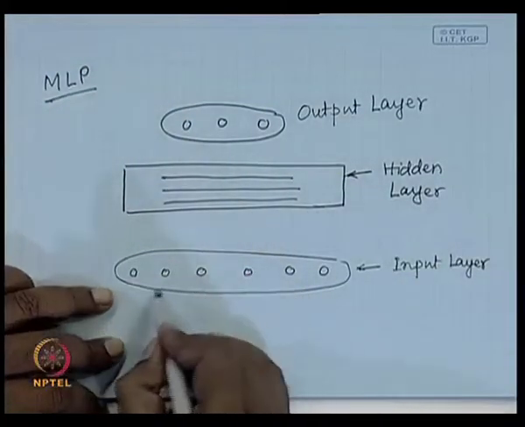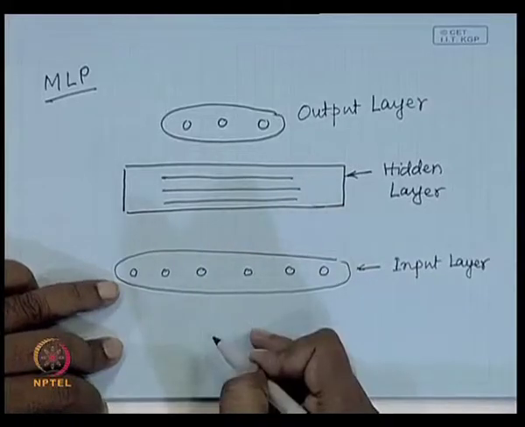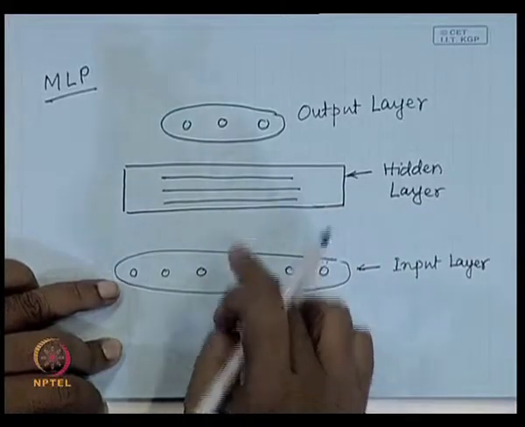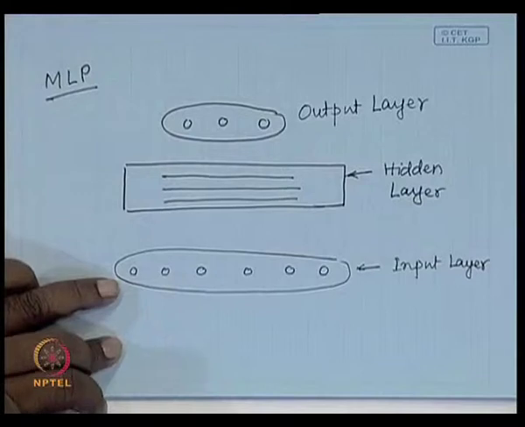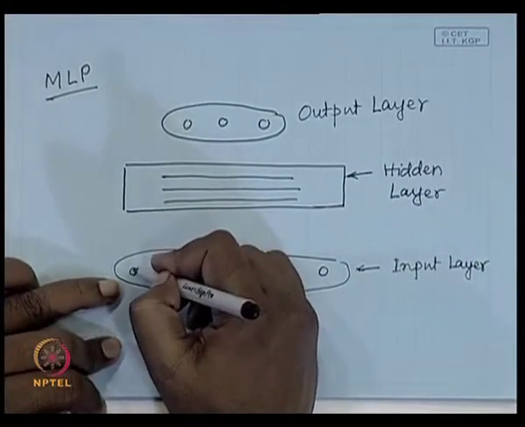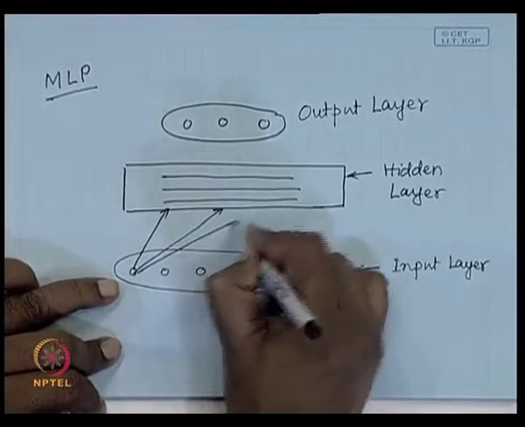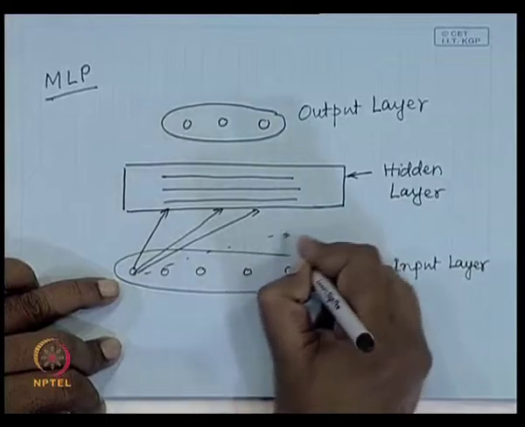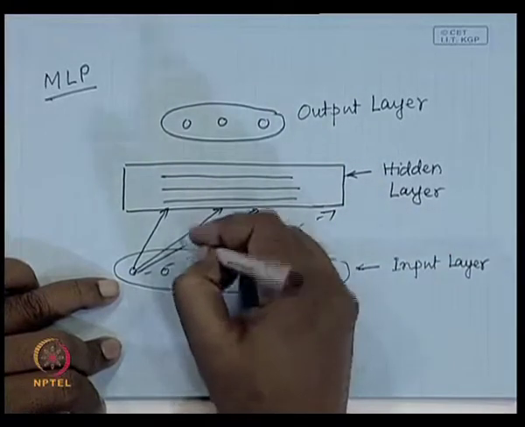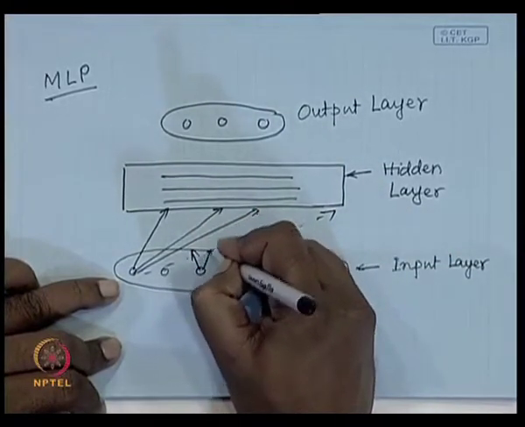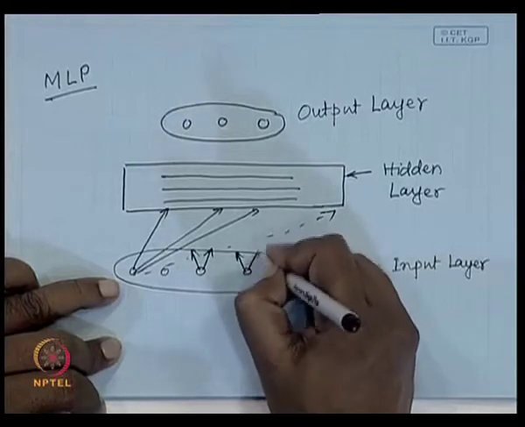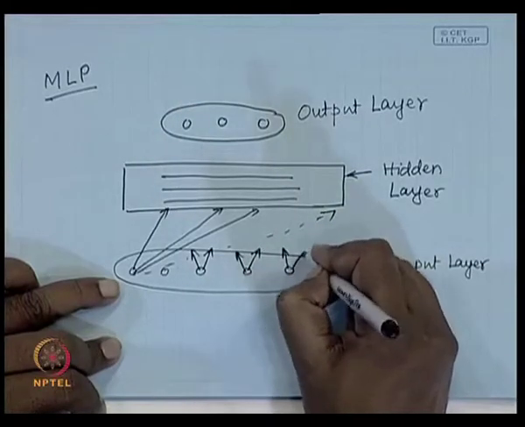Now, from each of the nodes of one layer, you have connections to every node of the upper layer. Okay. So, from every node in the input layer, I have connections to every node in the upper layer. So, it continues like this, and each of these connections has a connection weight.